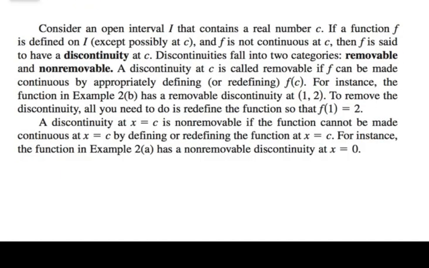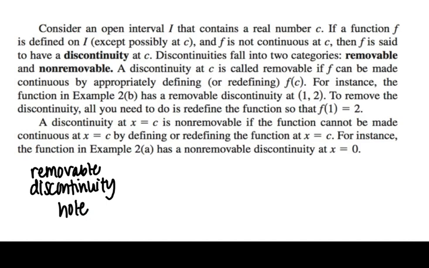So there's two different types of discontinuities. We have discontinuities that are holes and discontinuities that are vertical asymptotes. So you might remember from college algebra, you've got a removable discontinuity. A removable discontinuity is a hole. That's when you have common factors. This is a big idea in college algebra.